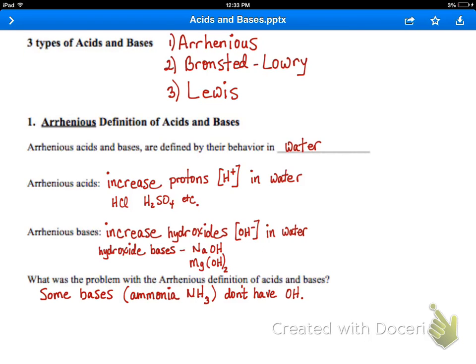So why wasn't this definition good enough to last? The problem with it was that some bases, and the big one was ammonia, which is NH3. Notice it doesn't have a hydroxide, so they couldn't fit it into this category. So that required a new category for acids and bases.